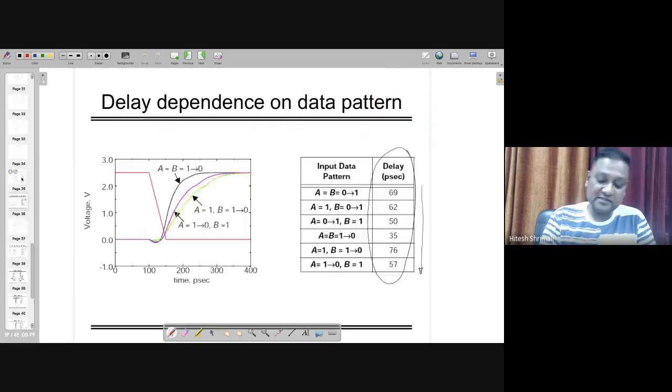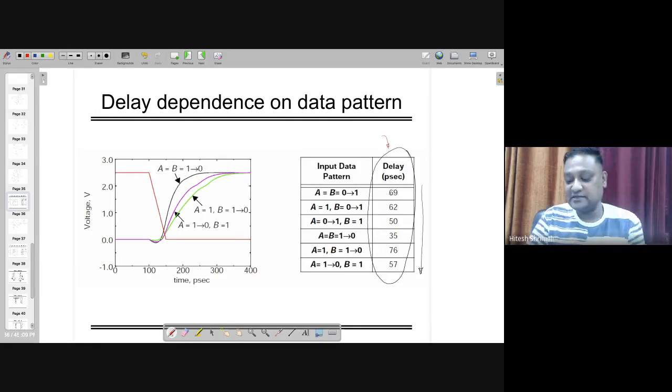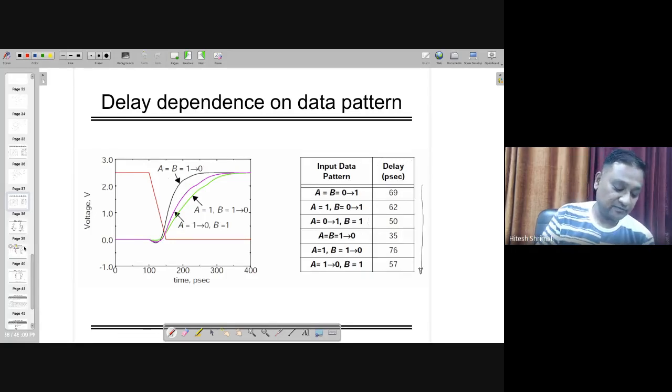Everything depends on what kind of data patterns are there. Those patterns are going to decide the delay also. So sometimes this delay might be higher or lower. It depends on how you are giving these A and B inputs. So this was one of the facts.